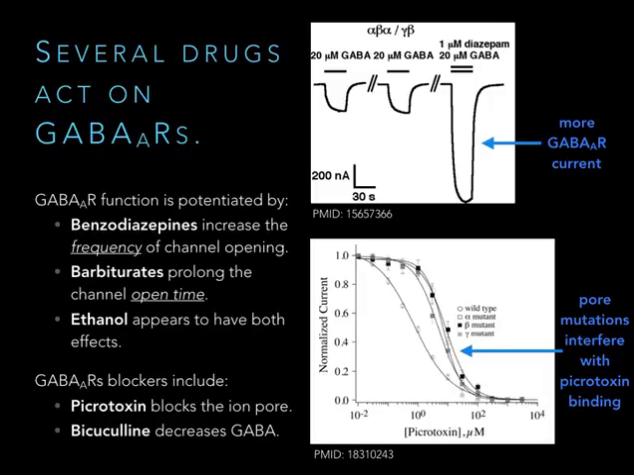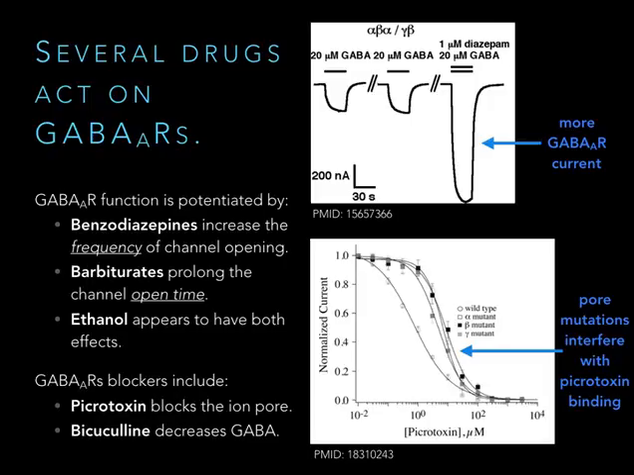The benzodiazepines and barbiturates are going to affect the frequency of channel opening and the open time of the channel, respectively. Ethanol appears to do both of these effects. If we look at the benzodiazepine diazepam, we can see that it's going to act as a GABA A agonist. It's going to increase the amount of GABA A current.